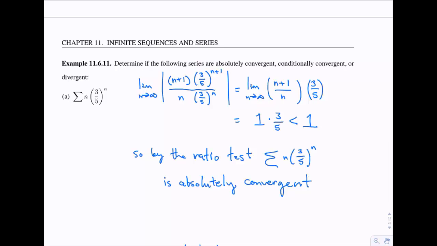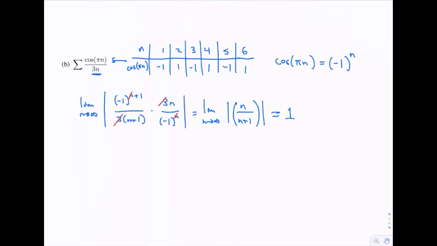So back up here, we're trying to figure out absolutely convergent, conditionally convergent, or divergent. In this case, it shows that it's inconclusive, right? So the ratio test doesn't actually help us. So let's try to think of some other stuff, right? It doesn't say we had to use the ratio test.